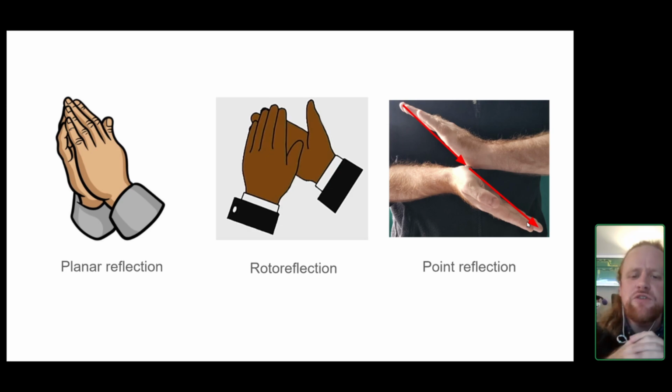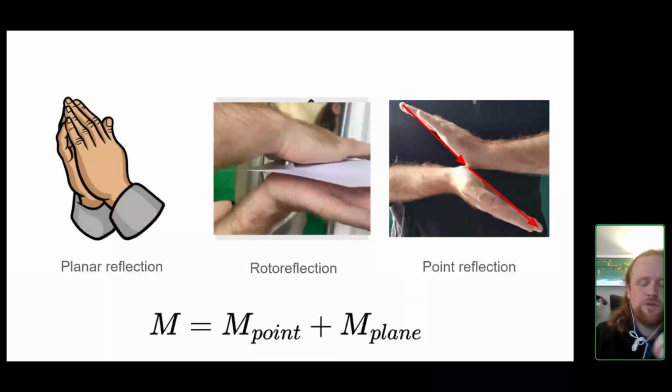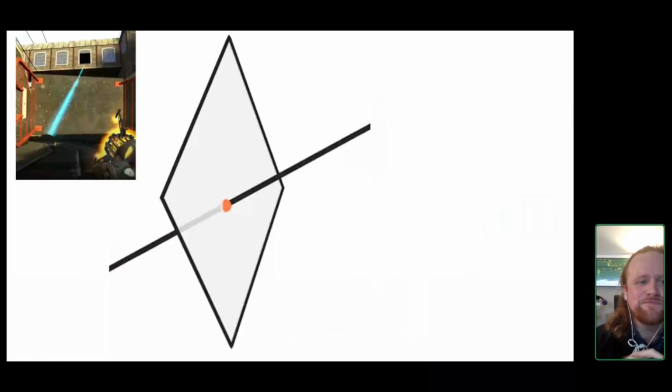And a rotoreflection is interestingly defined by both a specific point and a specific plane. And in geometric algebra, you can represent a rotoreflection as a matrix, but what we do is we represent it as a point literally added to a plane, which is, again, strange, but that's what we do.